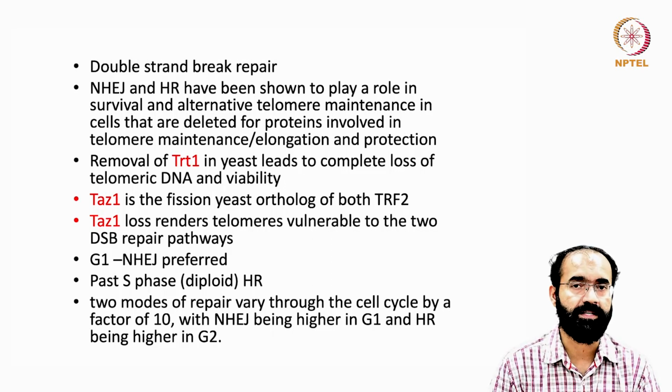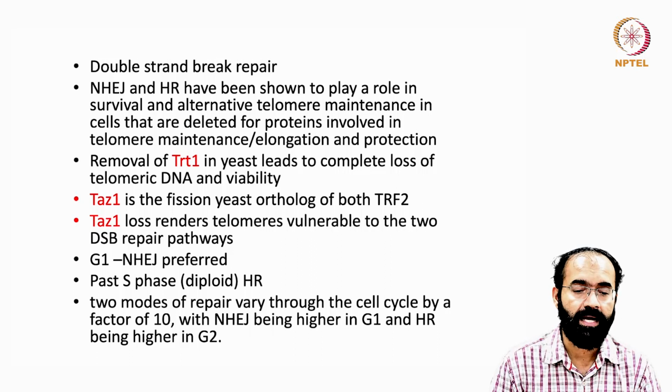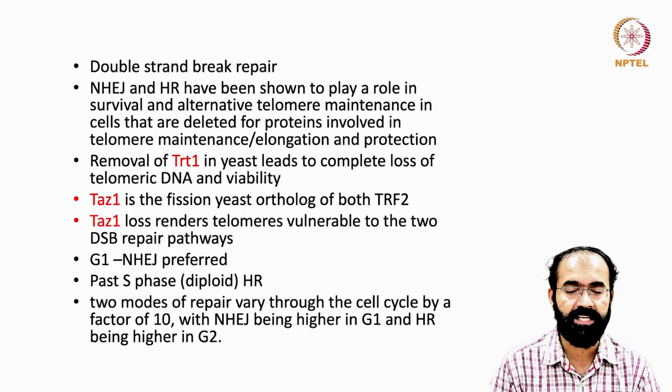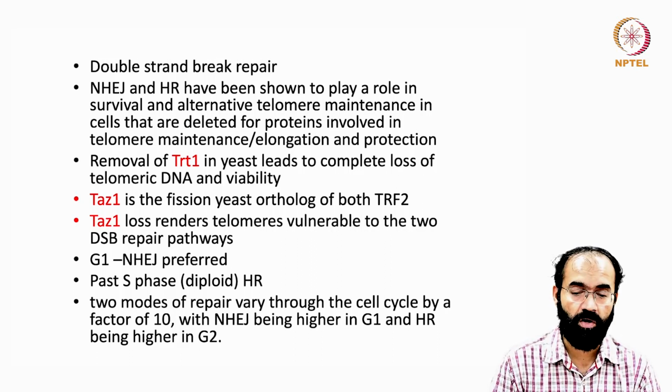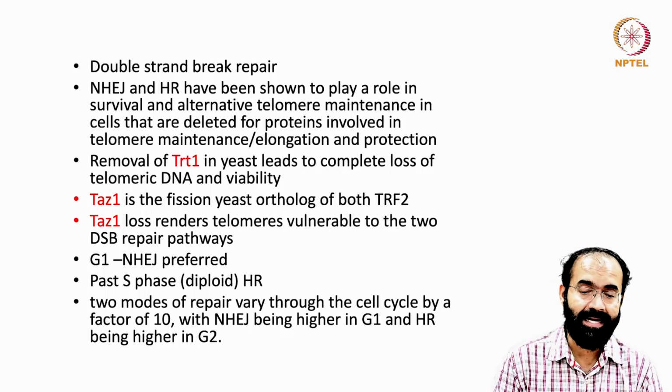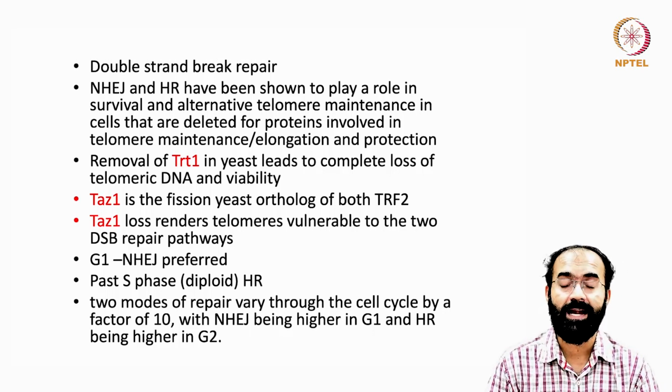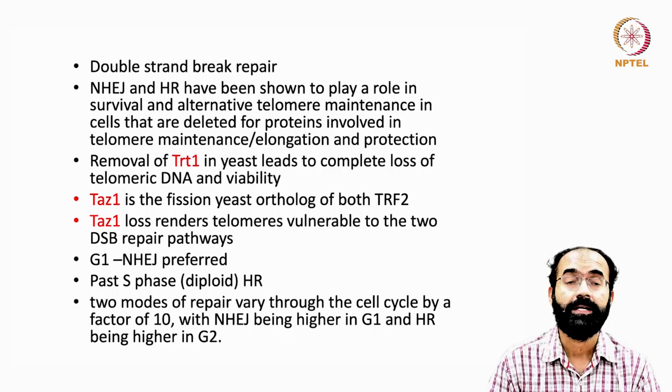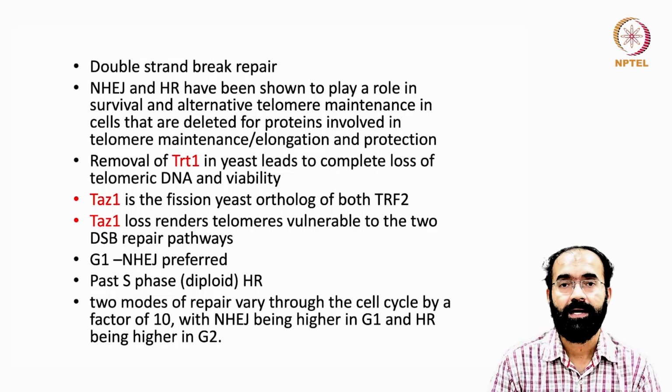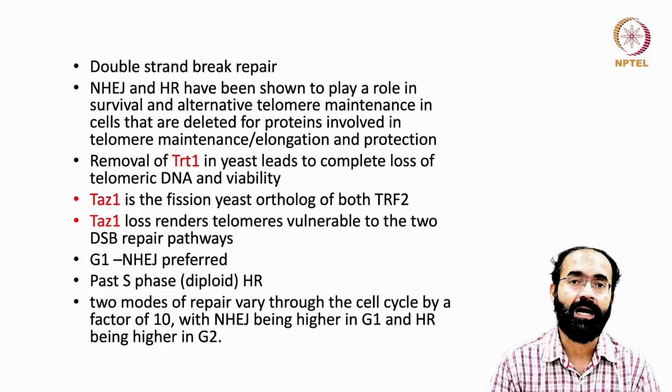It's just one protein that binds to the telomeric repeat. Another protein, TAS1, has been studied in the fission yeast, which is an ortholog of TRF2, and TAS1 loss renders the telomeres vulnerable to the two double strand break repair pathways. It means the DNA repair pathways are affected very badly, so it will be vulnerable to double strand break repair.